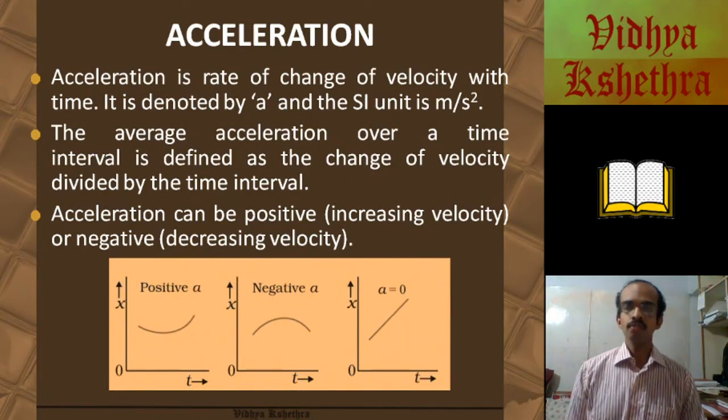These are the graphs for different kinds of acceleration. First, the distance time graph for positive acceleration. Second shows the case of negative acceleration, and the third shows when acceleration is equal to 0. When acceleration is equal to 0, the motion is called uniform motion, since the body travels equal distances in equal intervals of time.